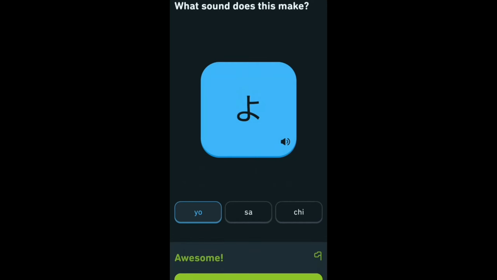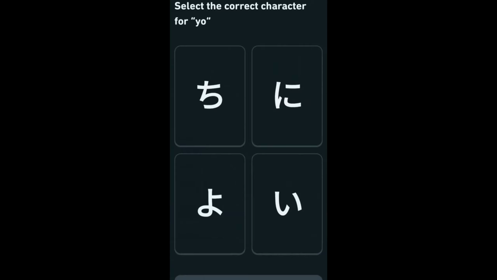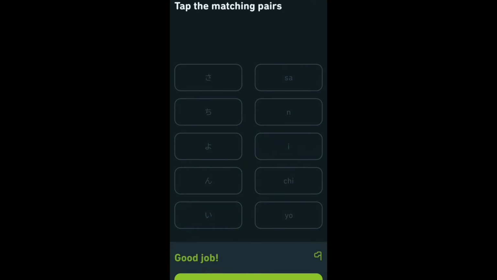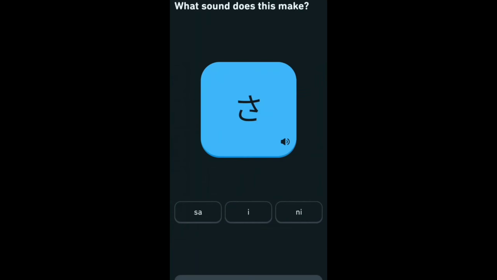Yo. So what is yo? Is the previous character yo. Well done. Okay. This is the letter sa. This is the letter chi. This is the letter yo. This is the letter n. This is the letter for E. We've already covered E. Now, what do you think this is?